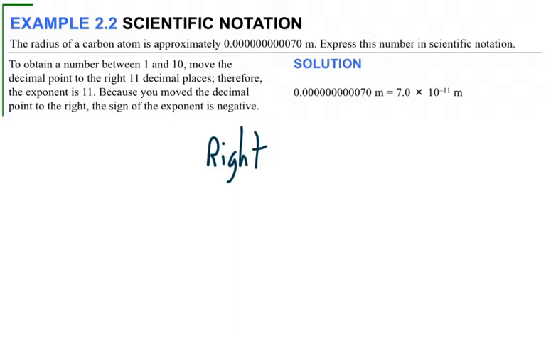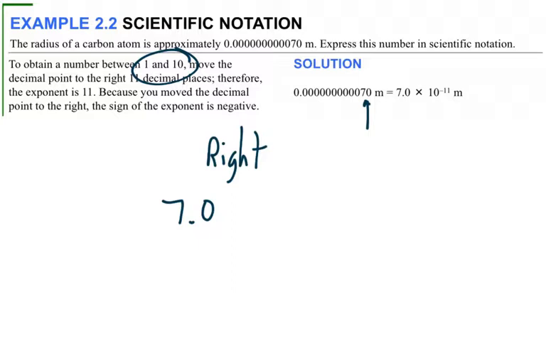Again, we want to move it so that the number is between a 1 and a 10. That means that the decimal point will be moved so that the number is 7.0. We want the decimal point to be behind the 7. 7.0 does fulfill our rule. It's between a 1 and a 10. The question is, how many spots are we going to have to move this decimal point?